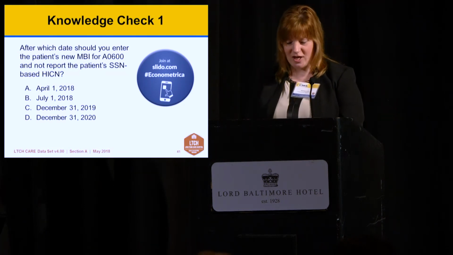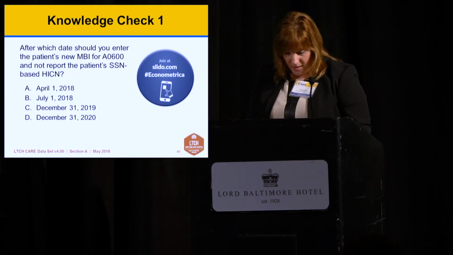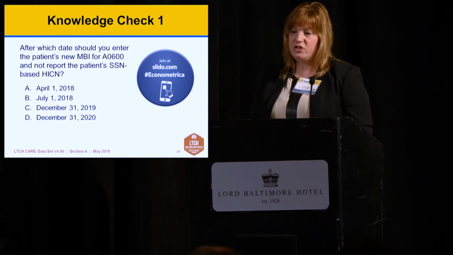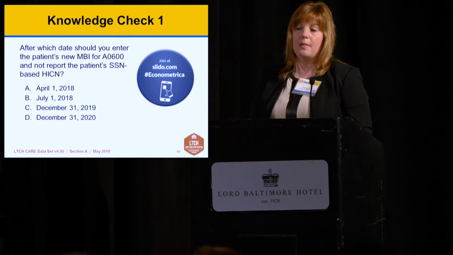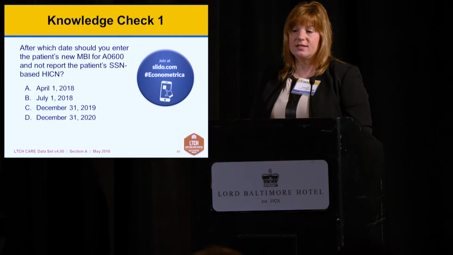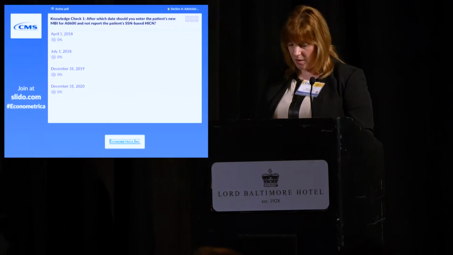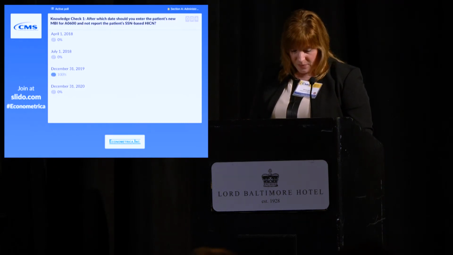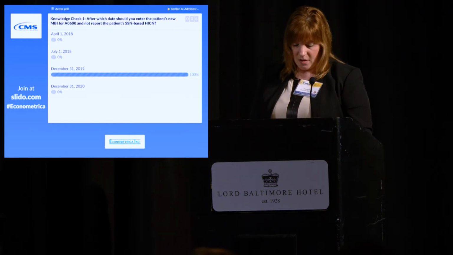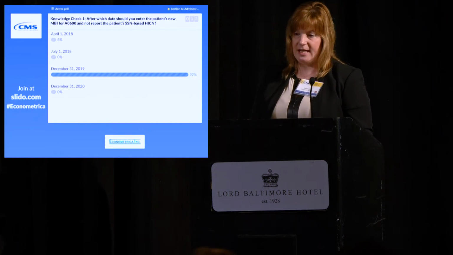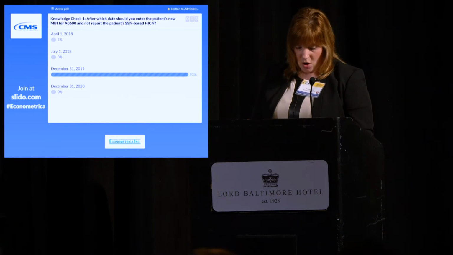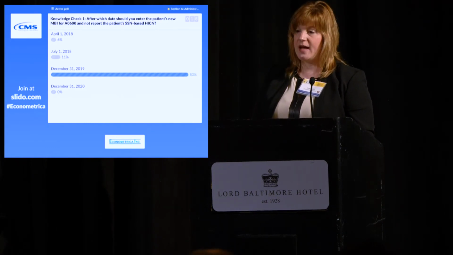Time for a knowledge check. Grab your phones and join the knowledge check section. After which date should you enter the patient's new MBI for A0600 and not report the patient's Social Security-based HICN number? A, April 1st, 2018, B, July 1st, 2018, C, December 31st, 2019, or D, December 31st, 2020.